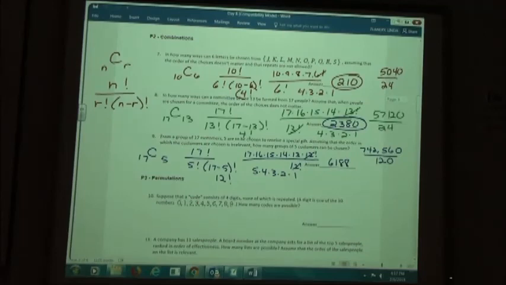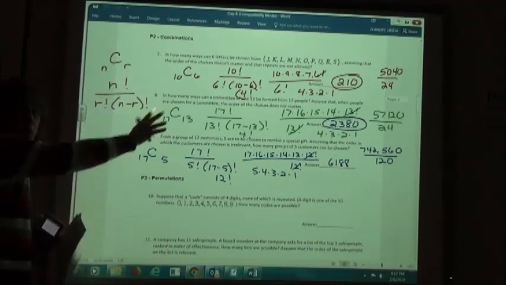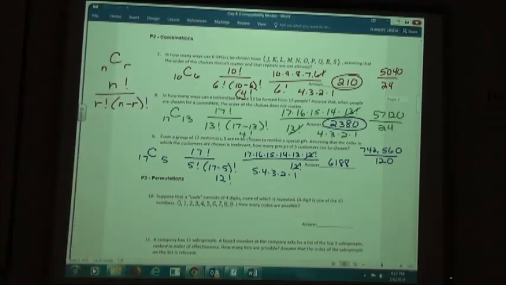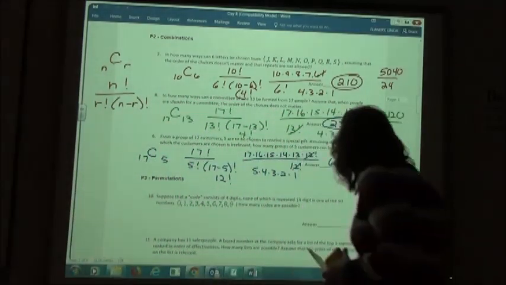Now you'll notice there's a little 17 with the C, and then I have to put in the r. The r was 5. And if I hit equals, the enter button, we get 6,188, right? There it is. So you'll have a technology activity. It's going to give you these directions, but I just wanted to preview that with you when you get there.